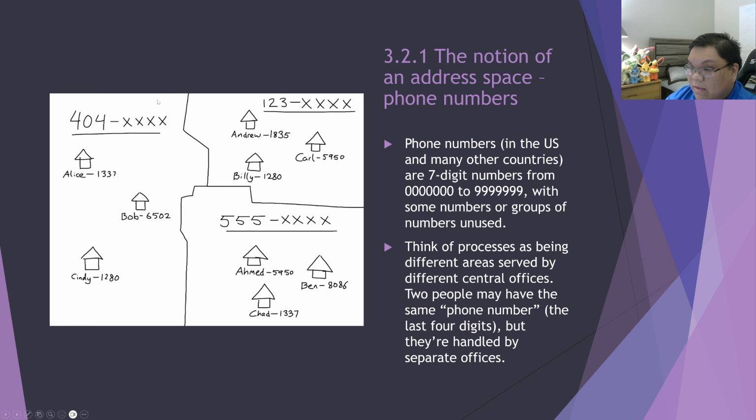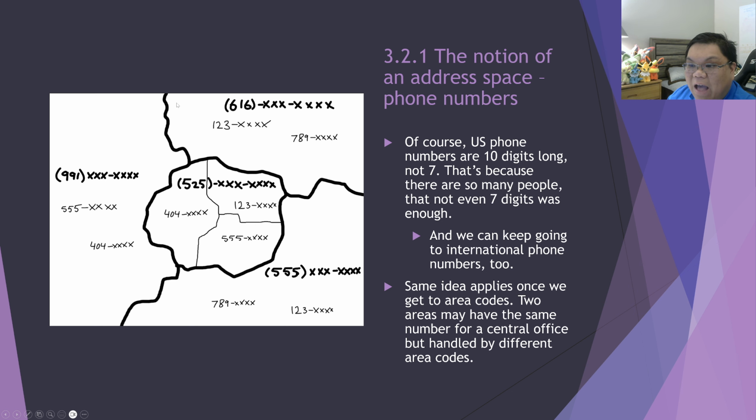We have spaces in which we have up to 10,000 phone numbers that we can connect to. If we want to connect to a different set of 10,000 phone numbers, we need to contact a different central office. Cindy has a phone number of 1280, but Billy also has a phone number of 1280. If you want to call either one without mistaking one for the other, we need to add that 3-digit code that represents a central office. And more to the point, if you want to call from outside this area, we need to add the area code also.